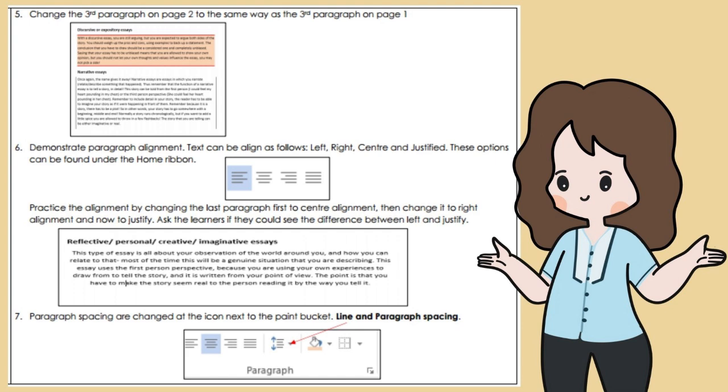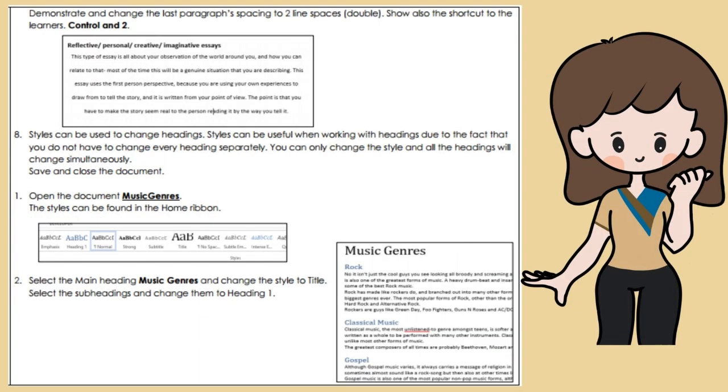7. Paragraph spacing is changed at the icon next to the paint bucket. Line and paragraph spacing. Demonstrate and change the last paragraph's spacing to 2 line spaces, double. Show also the shortcut to the learners. Control 2. 8. Styles can be used to change headings.